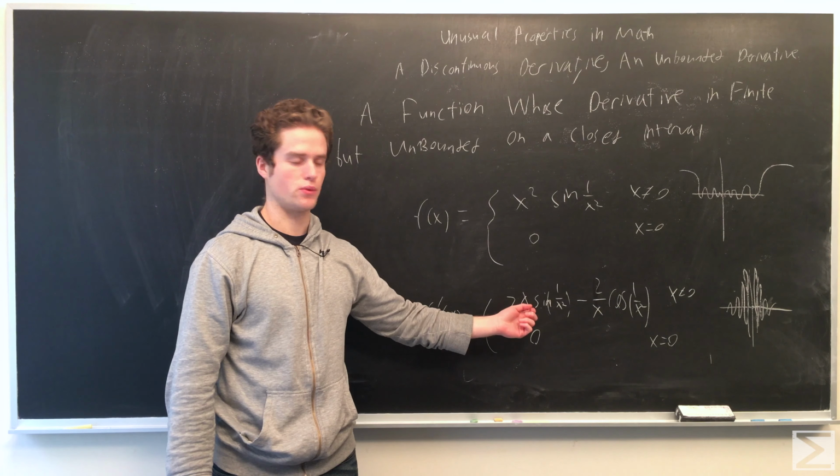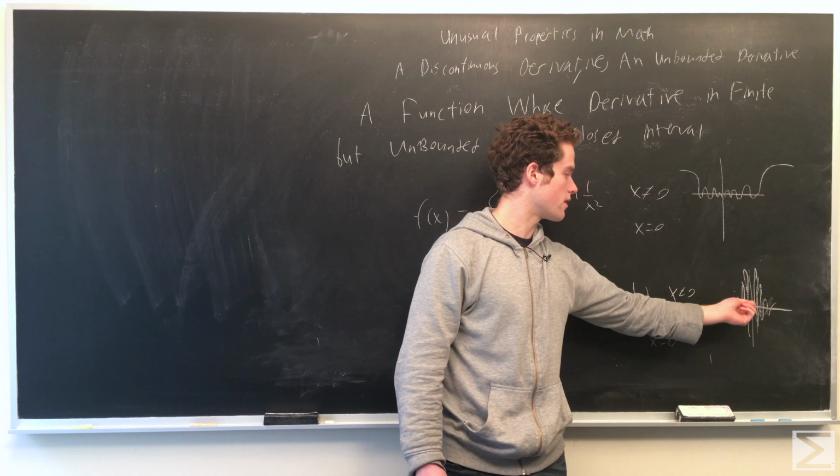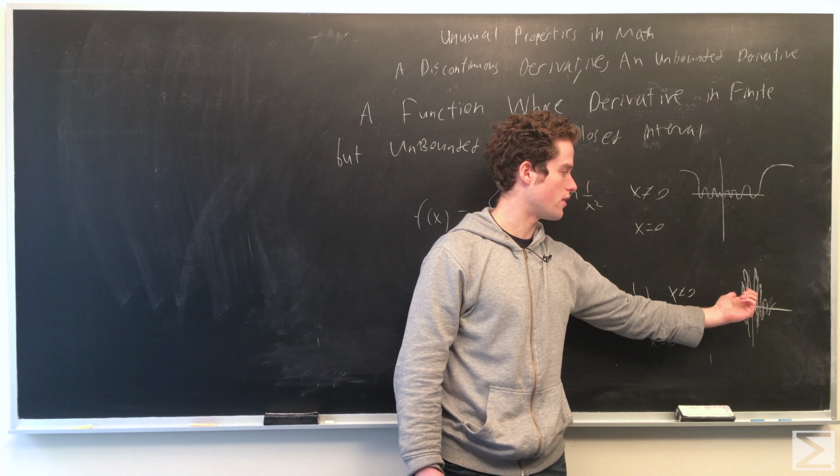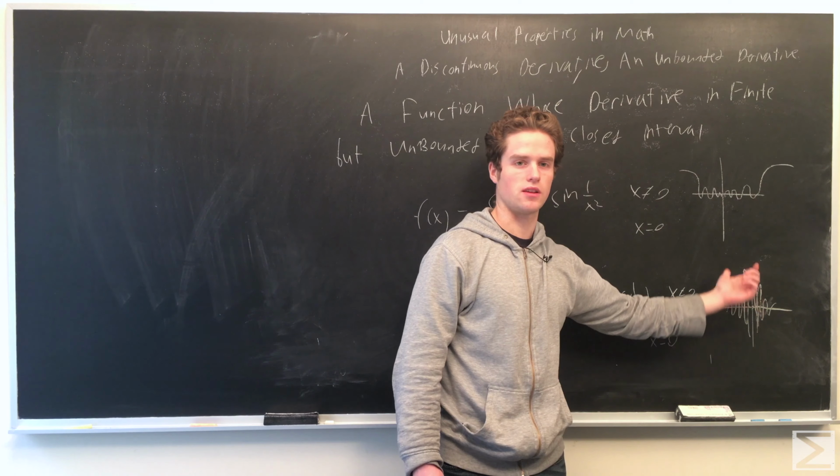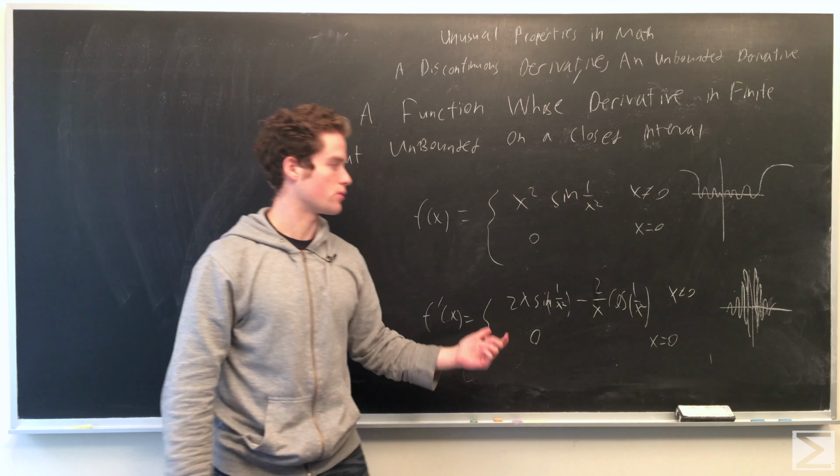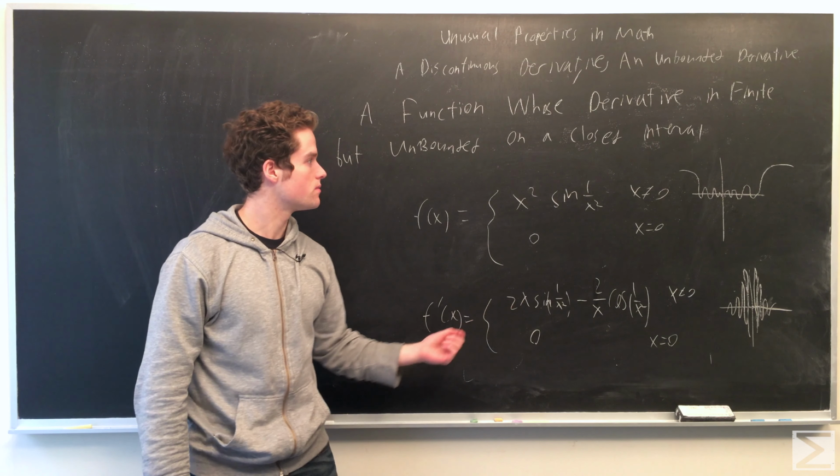And so if we take -1 and 1, or any closed interval containing 0, we'll have a section that just keeps oscillating higher and higher. And so it will be unbounded on that closed interval.